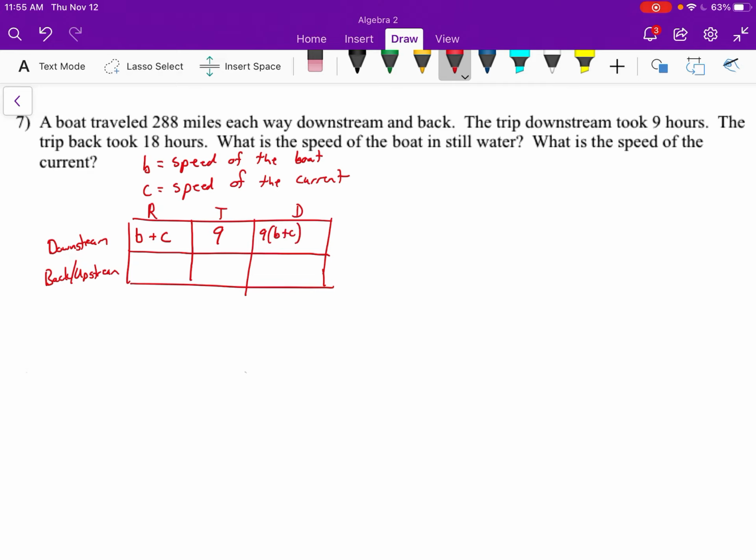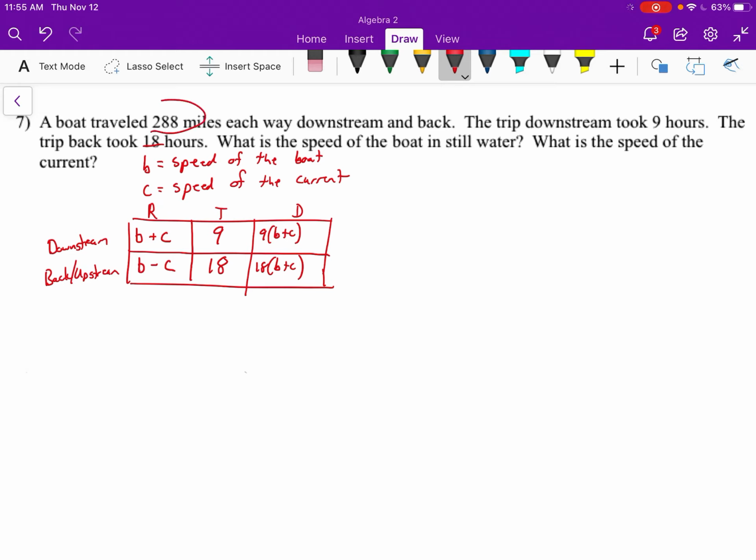And then for upstream or back, when you're going against the current, it's the speed of your boat minus the speed of the current. This is always the case. Downstream is speed of the boat plus the speed of the current. Upstream is speed of the boat minus speed of the current. And the time for this we know is 18. And so rate times time equals distance. So this is going to be 18 times (b minus c).